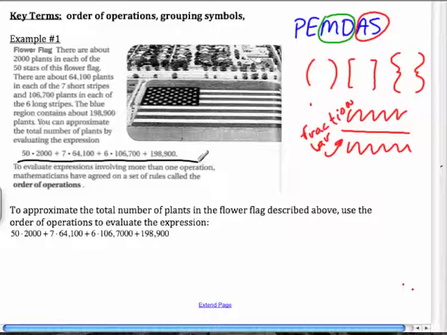Now, guys, you got a calculator in front of you. Somebody tell me. No, not somebody. Ross, tell me what 50 times 2,000 is. Leo, I want 7 times 64,100 from you. Alberto, I want 6 times 106,700. There's an extra 0 on there. It shouldn't be there. Okay?